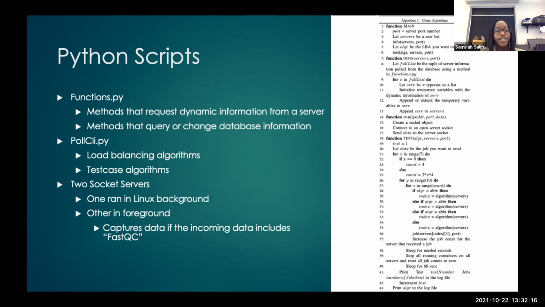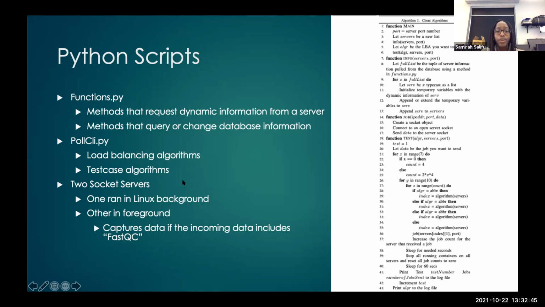Another script was poll.cli.py. Both functions and poll.cli were operated on the client server. The second Python script contained the load balancing algorithms, as well as the algorithm for the test case. You can see that on the right here. This is pseudocode of how we manage the test cases.